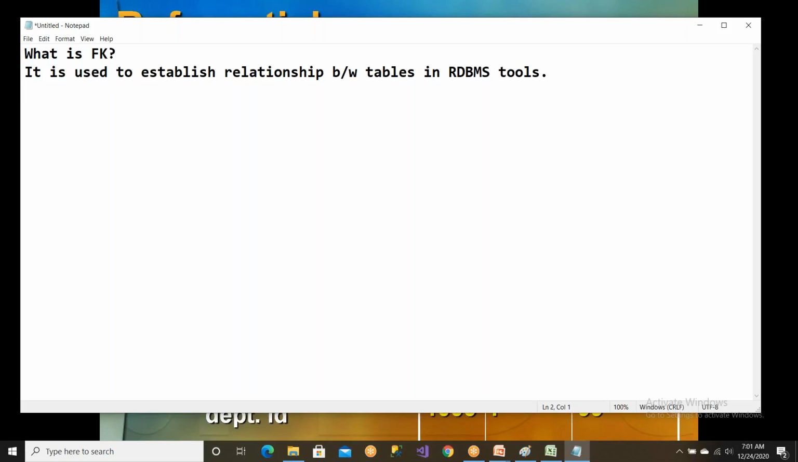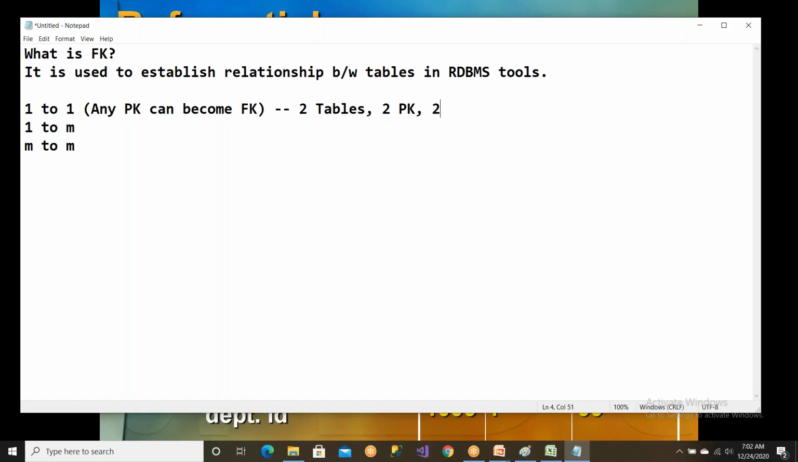This is the one thing: it is used to establish relationships between tables in RDBMS tools. Clear? So what kind of relationships can we have? We can have one-to-one, one-to-many, or many-to-many. Clear? If you have a one-to-one, what will happen? Any primary key can become a foreign key. So there is no issue. Clear? So in this case, we have two tables and two primary keys.